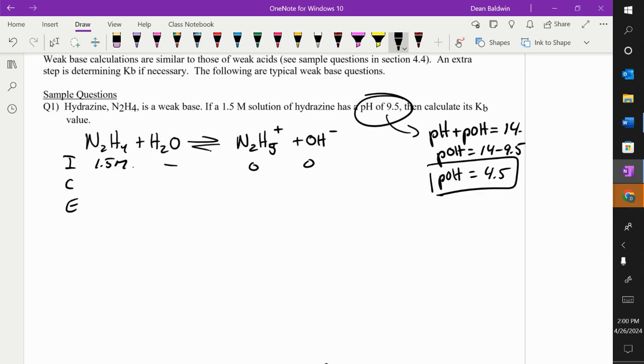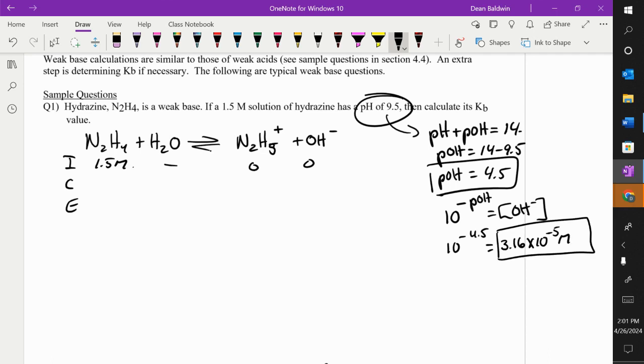What am I going to do now? Inverse log it. That's 10 to the negative pOH. Yes. So remember the formula: 10 to the negative pOH equals the concentration of OH minus. So 10 to the negative 4.5 is going to be 3.16 times 10 to the minus 5. Yell at me if you disagree. Too many sigfigs. We'll carry them until the end.